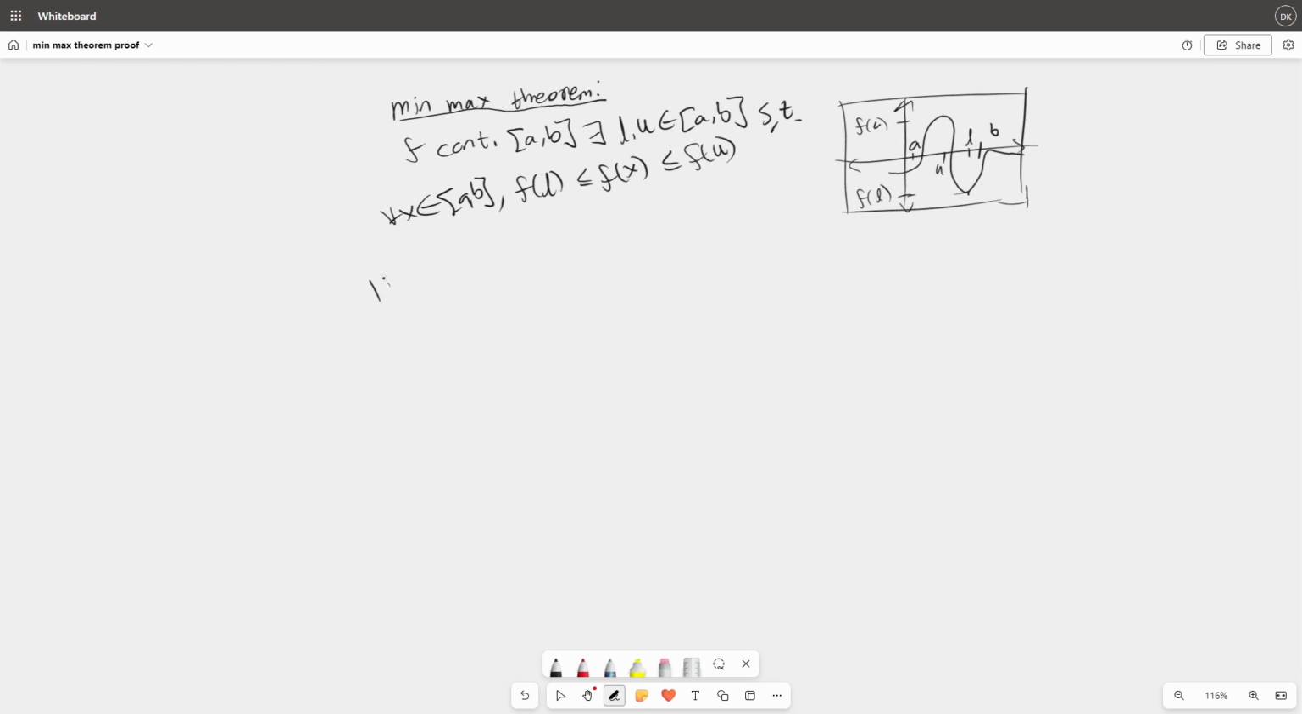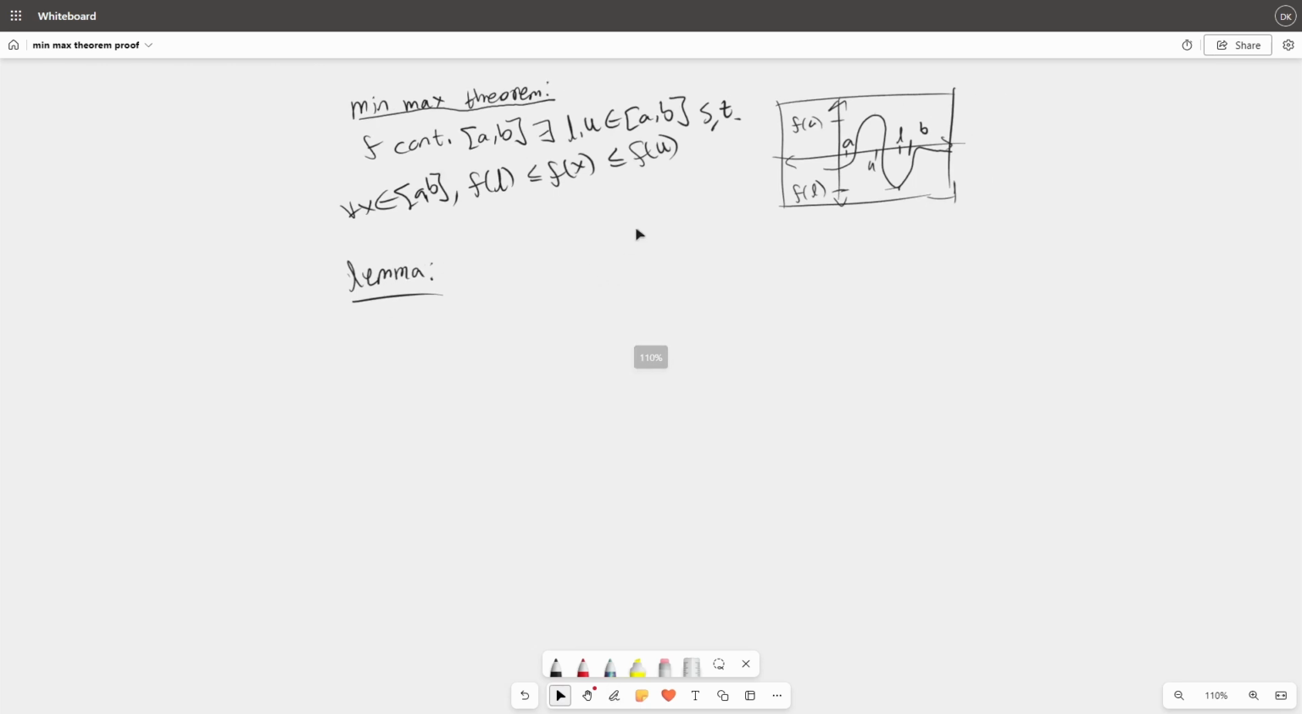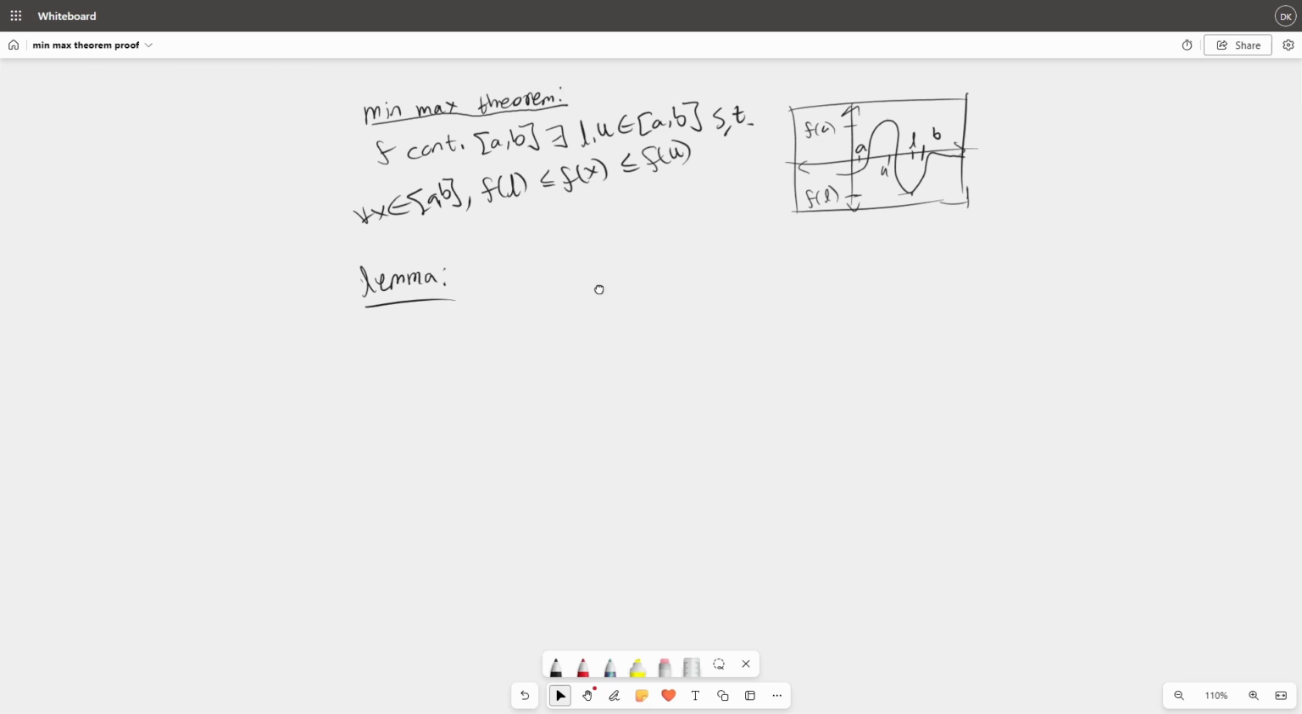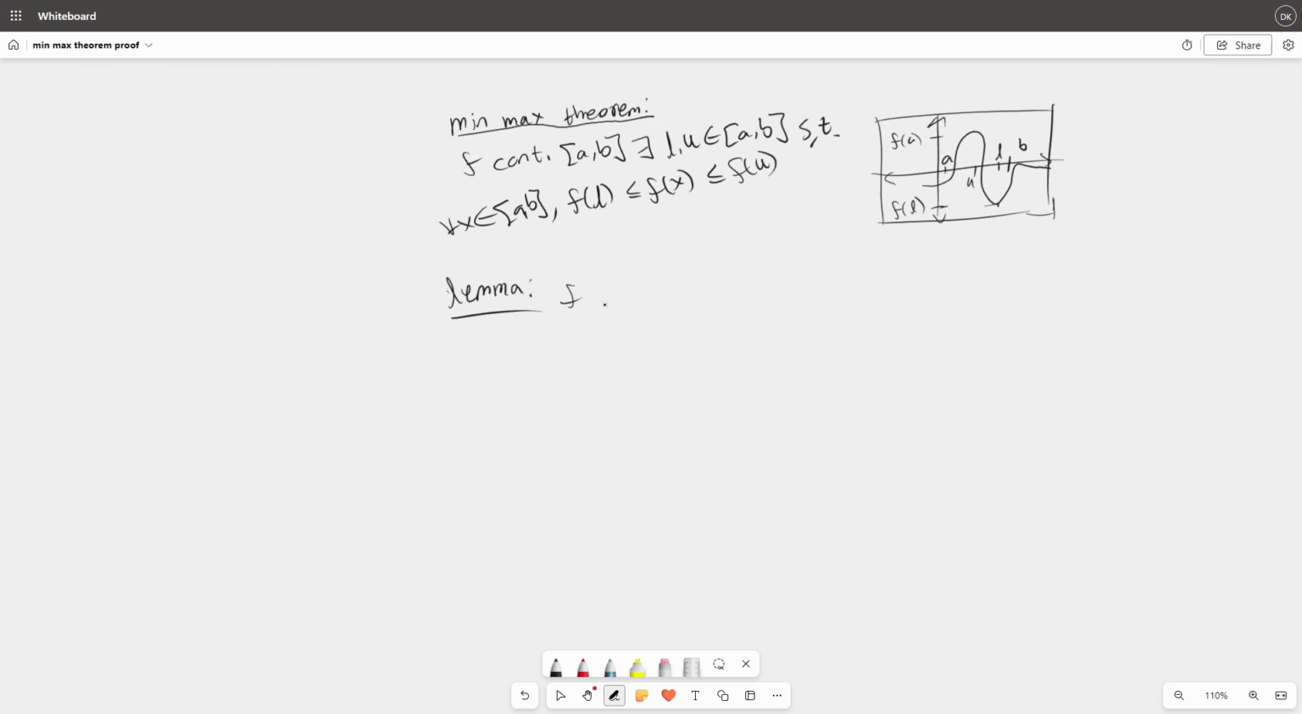We prove this by proving the following lemma. We prove the lemma, and then with the lemma, we prove the min-max theorem. The lemma states: for a function f that is continuous within [a, b], there exists a c that is positive, very important, such that -c ≤ f(x) ≤ c.